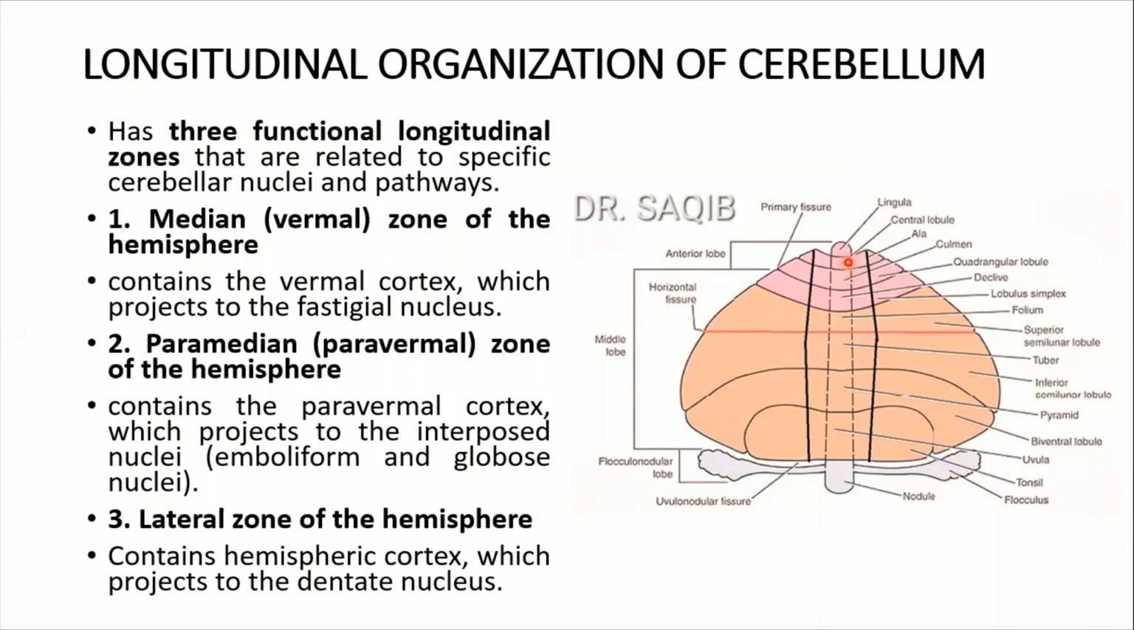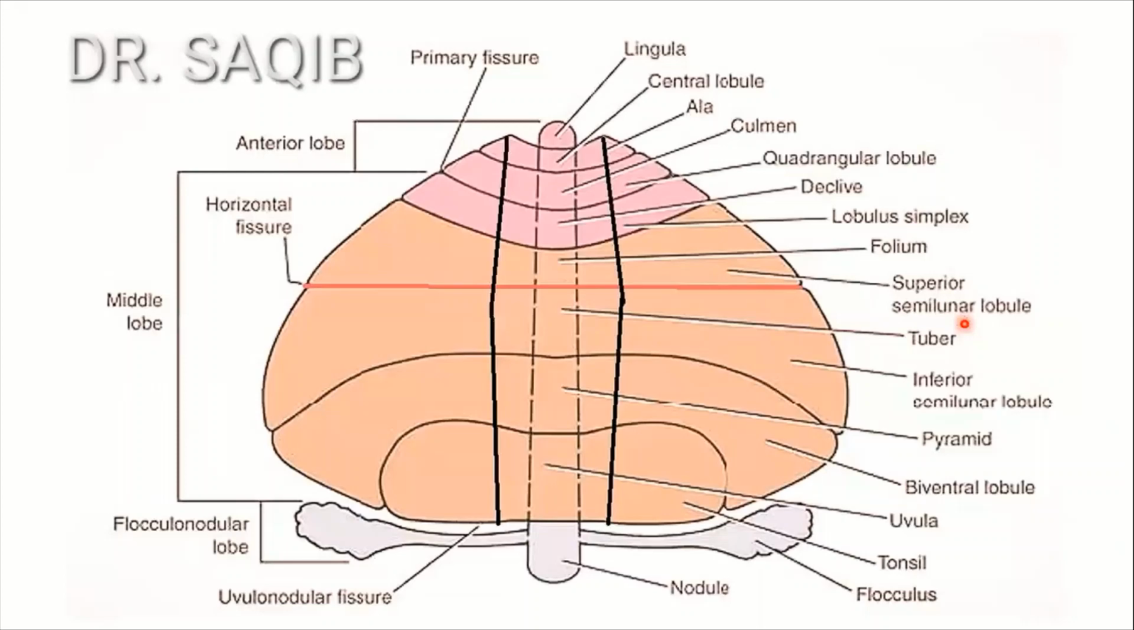I will tell you in the structure that the vermis contains the fastigial nucleus, and the paramedian zone contains the interposed nuclei, which are the emboliform and globose nuclei. And the lateral zone contains the dentate nucleus, the lateralmost and largest nucleus. So you see, very interestingly, this is the thing.